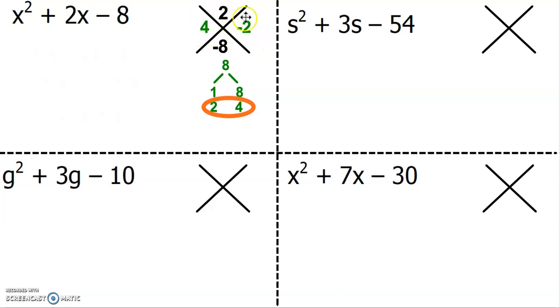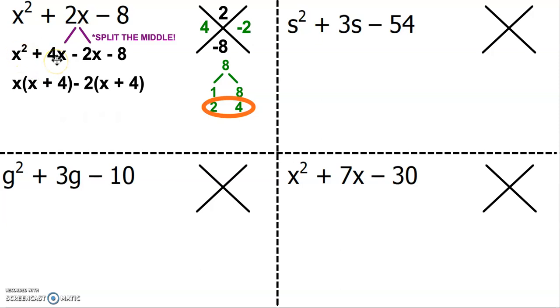Now I can use the green numbers here to split the middle. So I bring down the x squared. I split the middle into a positive 4x minus 2x and bring down the negative 8. Now I factor by grouping. I can pull out an x from the first set, and I need to pull out a negative 2 from the second set. Then bring together your factors: x minus 2 and x plus 4.